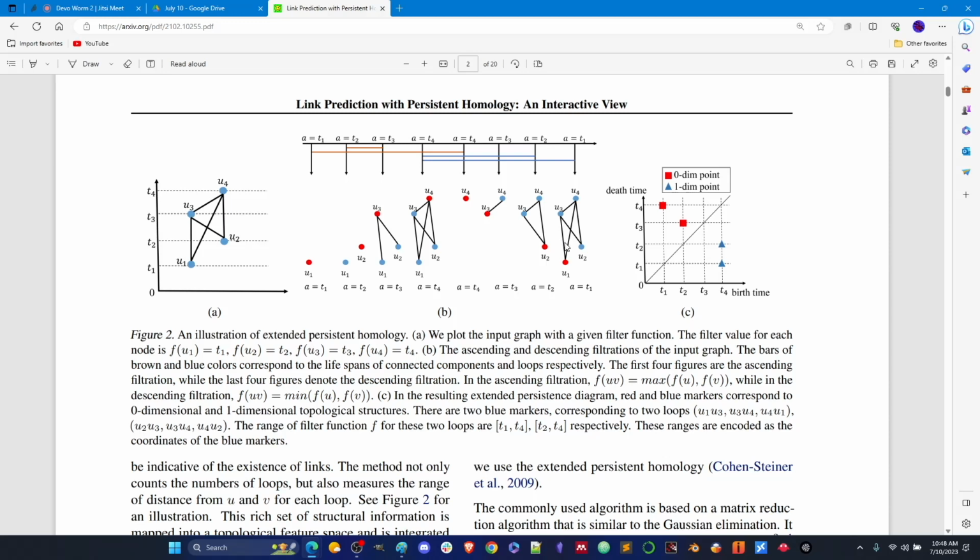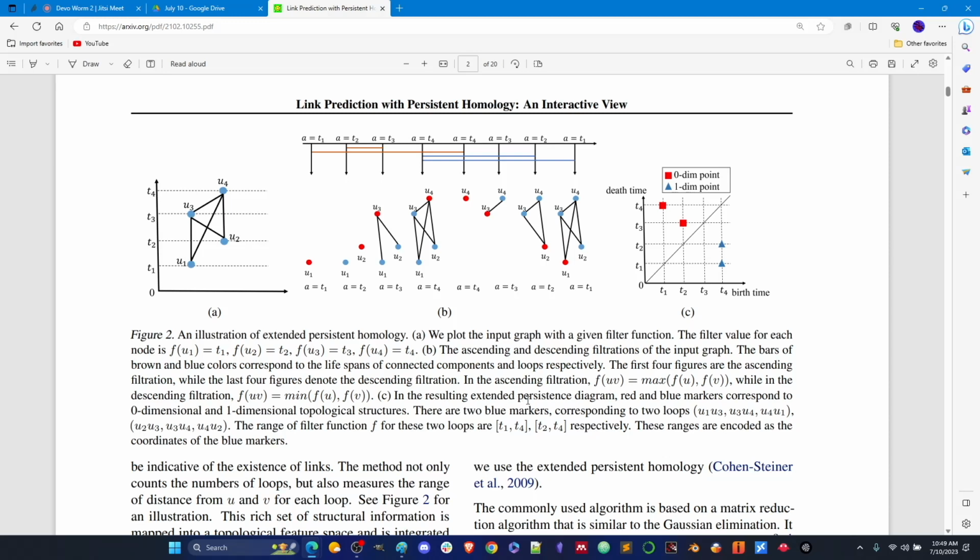So there's this filtration, like I said, you do a reversible filtration, you do a forward filtration. In the ascending filtration, f(u,v) max, and in the descending filtration, f(u,v) min. So they're basically using a different criterion for each one. They're using the maximum value and the minimum value. So you're getting 2 different ways of building this graph, or building the links for the graph. You're using 2 different criteria.